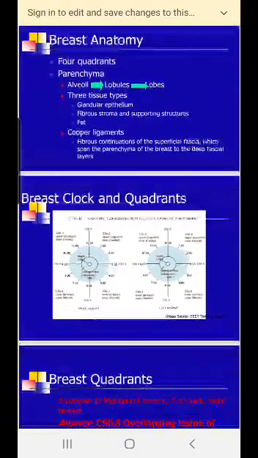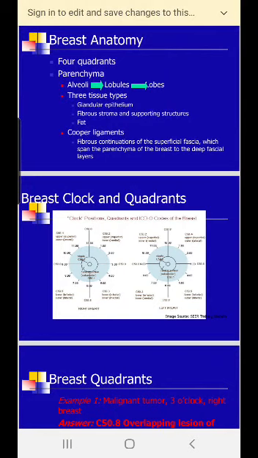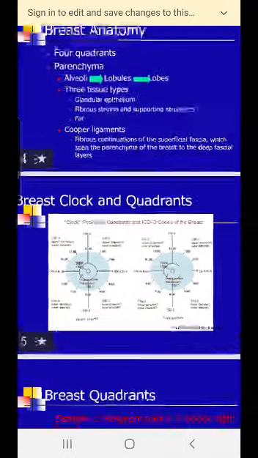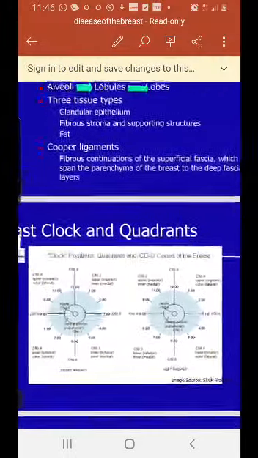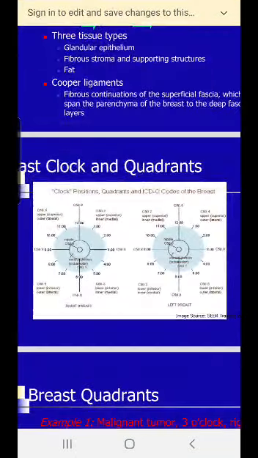Now there are four quadrants, as we know: alveoli, lobules, to the lobes, and then it goes out. The four quadrants include the upper left and the upper right, lower left and the lower right, and then we have the space which is known as below the areola. So we have four quadrants in the breast by which we define the different location of the different tumors inside the breast tissue.